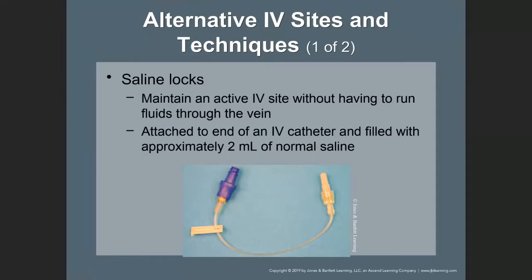Attached to an end of an IV catheter and filled with approximately 2 mils of normal saline. So we want an IV access to give a medication. We don't need to give them fluid. We establish the IV access and attach the saline lock to it. You can also flush the saline lock when you're ready. So before and after giving medications within an IV site, you need to flush it with saline. Never give a medication if you have not flushed the IV site before or after. That can kill a patient.